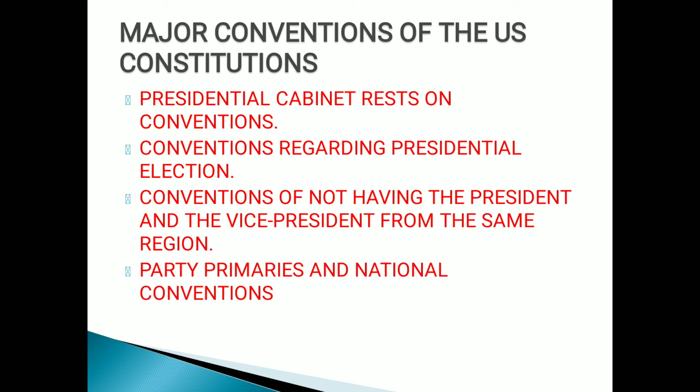state. The Constitution places no restriction regarding the choice of candidates for the offices of president and vice president. However, through a convention, it has been laid down that the candidates for these two offices do not belong to the same region or state. They are to be chosen not only from different states but also from different regions. If the candidate for the presidency is from a northern state, the candidate for the office of vice president must be from a southern state. Next, party primaries and national conventions.